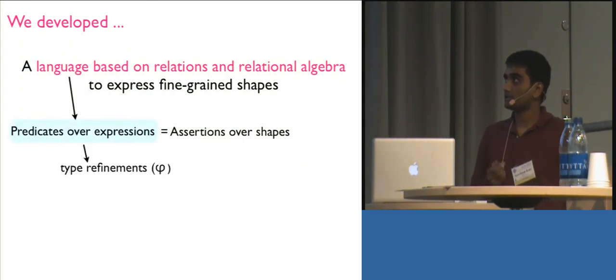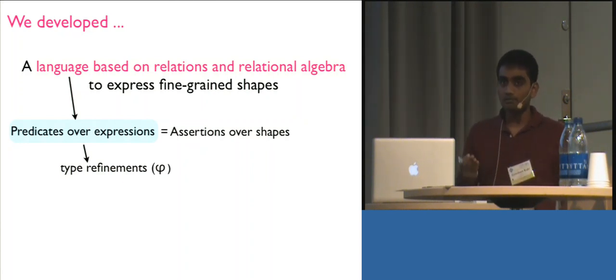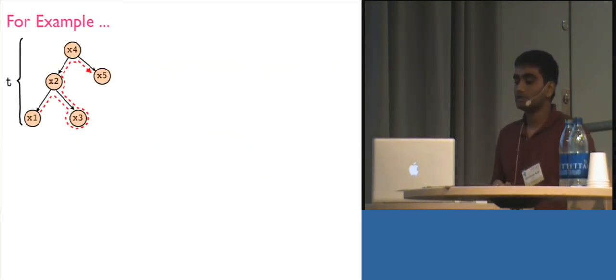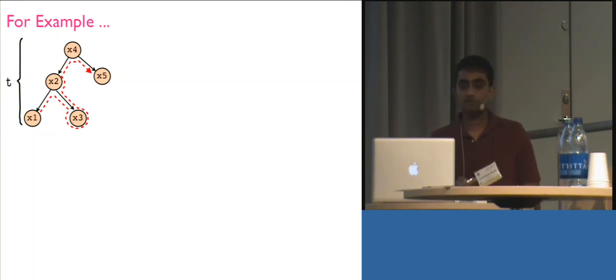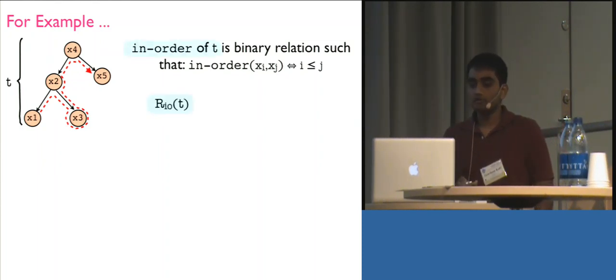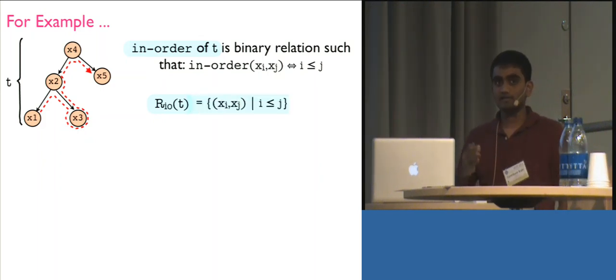So if we take the predicates and define ML types with these predicates, we have types which capture not just the simple assertions, but also more complex shape assertions of data structures. Let's take a look at an example. Consider a tree again that contains elements from x1 to x5. The in order of the tree T is a binary relation that relates elements in tree T, relates x1 to x2, x1 to x3, and so on until x4 to x5. So if we denote the in order of tree T with Rio of T, we have Rio of T as a set of pairs xi, xj, so that i is less than or equal to j.